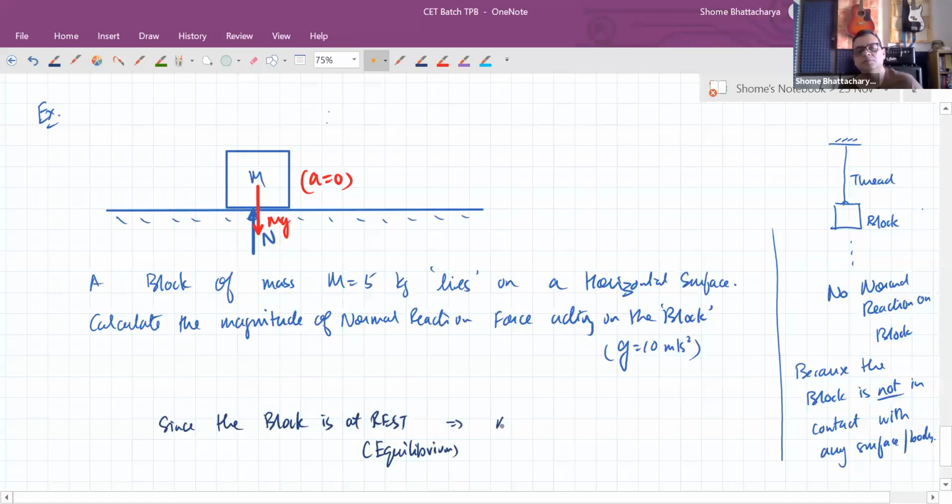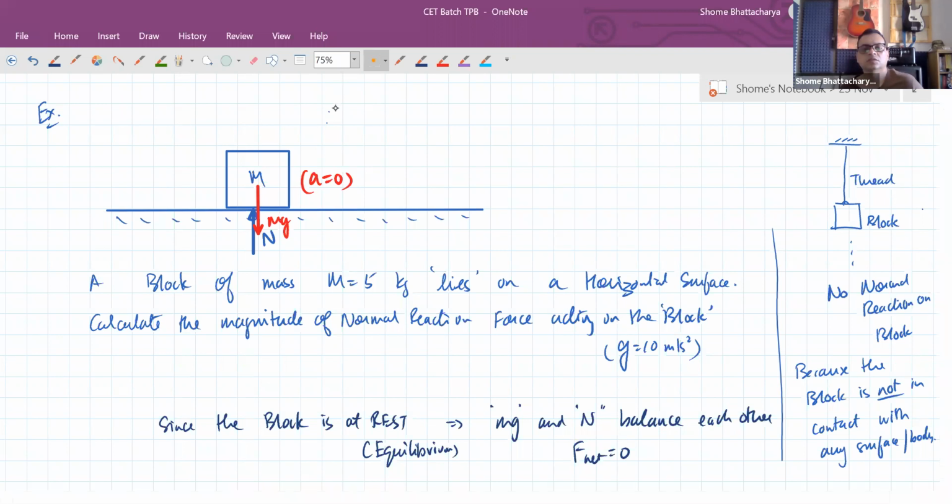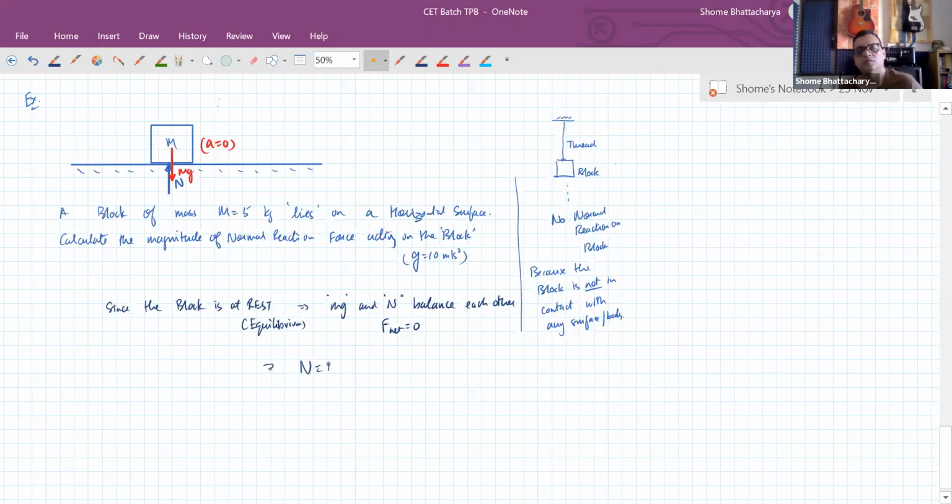It implies that mg and the normal reaction balance each other, so that the net force becomes zero. So they are equal and opposite forces, which means the magnitude of the normal reaction should be equal to how much? It should be equal to the magnitude of the weight. In this case, the magnitude of the normal reaction should become 50 newtons. Okay, so make a note of this example, please.